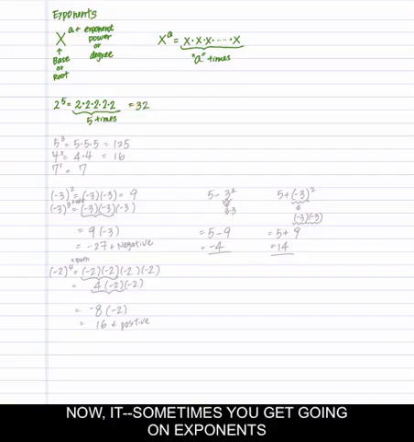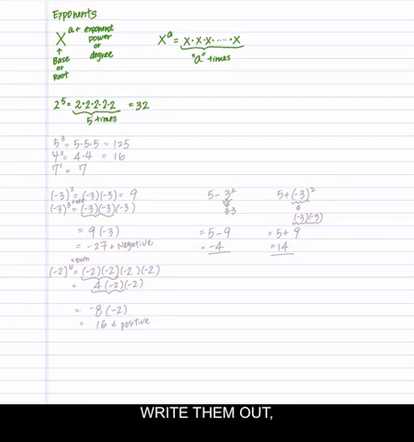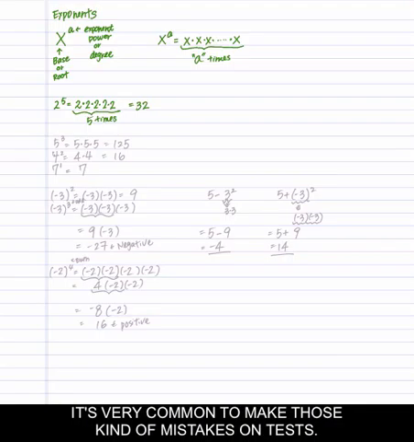Now, sometimes you get going on exponents and you see the 2 and the 5 and you think multiply and you multiply and get a 10 or something. You want to make sure that you don't do that. Actually write them out. That way you can really kind of see what you have and you don't make mistakes like that. It's very common to make those kind of mistakes on tests.